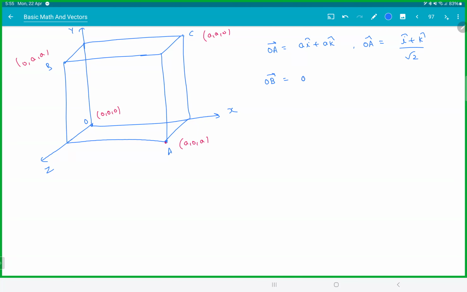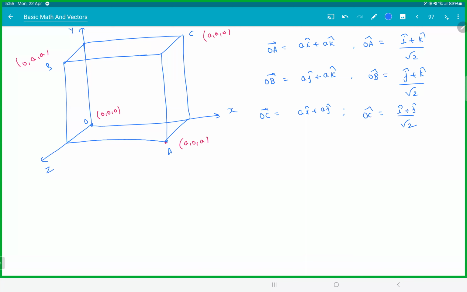And this thing is A J cap plus A K cap. So OB cap will be J cap plus K cap by root 2. OC bar will be A I cap plus A J cap. OC cap will be, I hope everyone remembers how to do the unit vector, I cap plus J cap by root 2. Got this? Now, what is the question? Let's get back to the question.